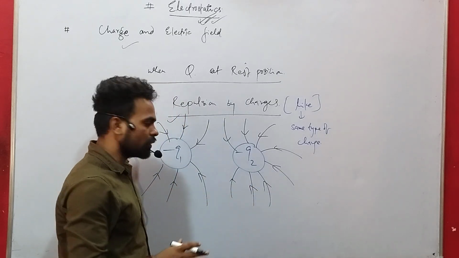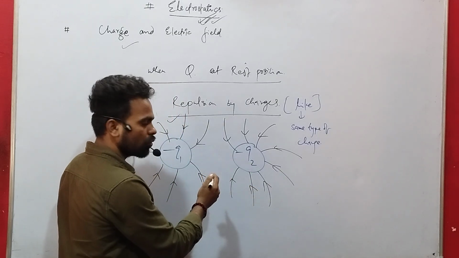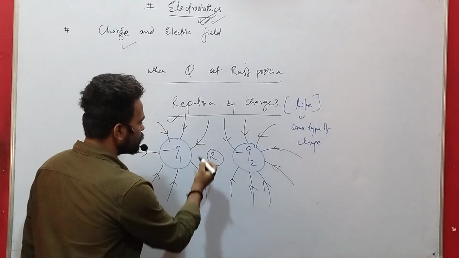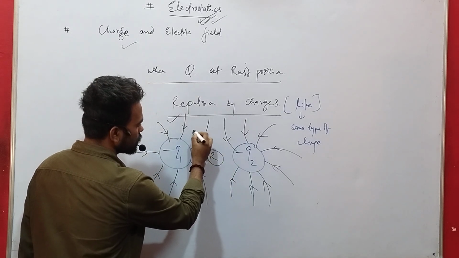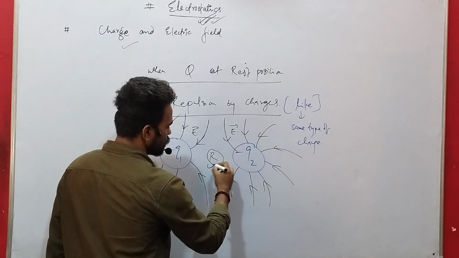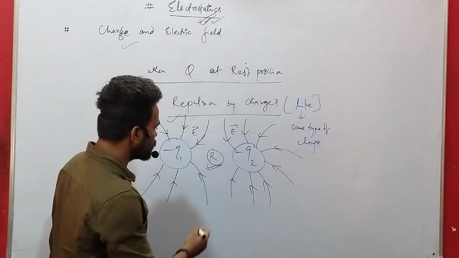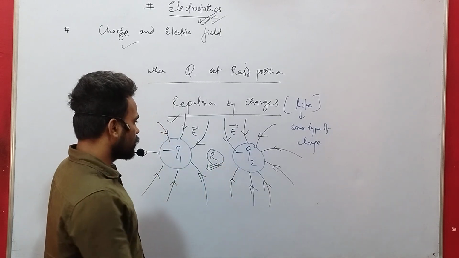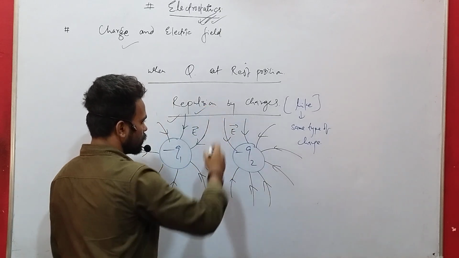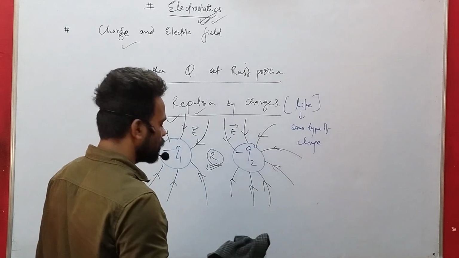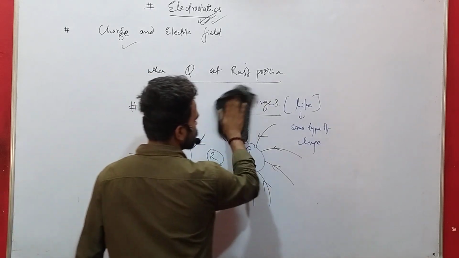Same as a positive charge, when both charges come closer, they create a repulsion force. Because inside the electric field direction, this region creates a repulsion force. Now, next we can see how to attract charges to each other.